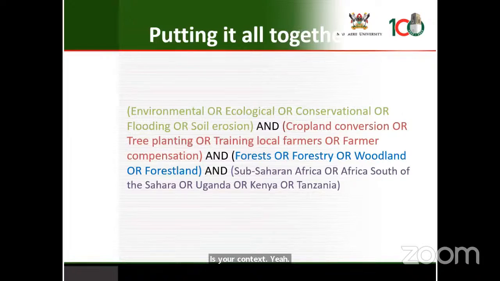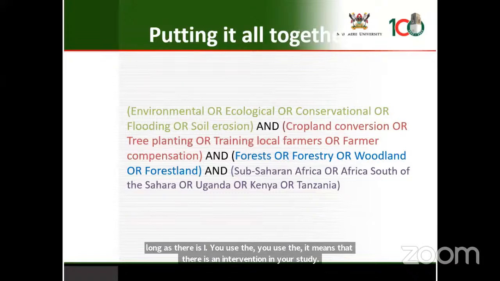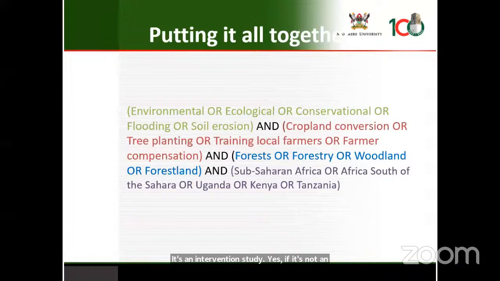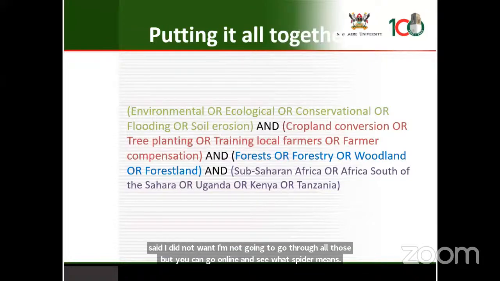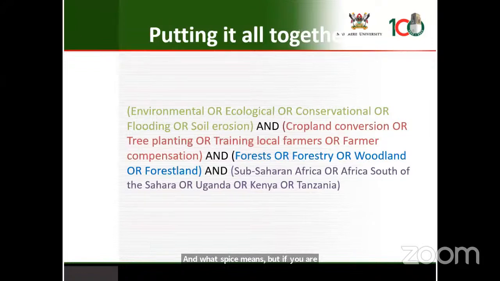Next, shall we use PO when there is no intervention as well as comparison? The I stands for intervention. So as long as there is an I, you'll use it. It means that there is an intervention in your study. If it's not an intervention study, you can choose between SPICE and SPIDER. I'm not going to go through all those, but you can go online and see what SPIDER means and what SPICE means. But if you're using PO, then it should be an intervention study.